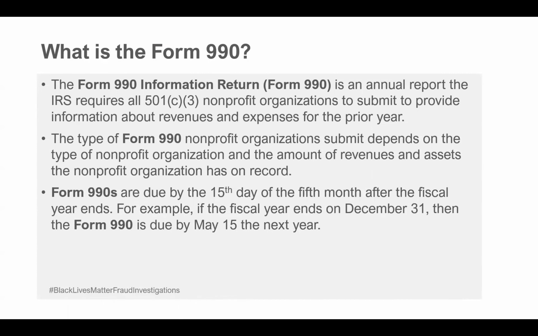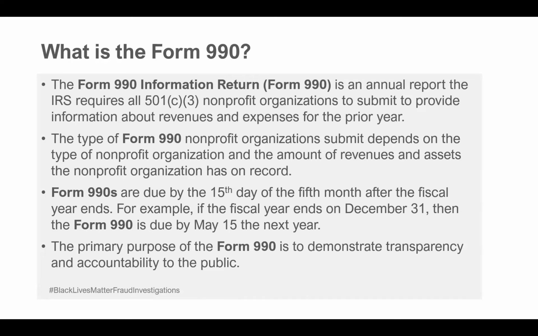Form 990s are due by the 15th day of the 5th month after the fiscal year ends, like I explained. For example, if the fiscal year ends on December the 31st, as the Black Lives Matter Global Network Foundation indicates on the determination letter, then the Form 990 is due by May 15th the next year. And finally, the primary purpose of the Form 990 is to demonstrate transparency and accountability to the public. So in addition to keeping the IRS updated on what you're doing, we need to know too, as the public, what you're doing. And if a nonprofit organization fails to file the required Form 990 for 3 consecutive years, then the IRS will automatically revoke the 501c3 nonprofit status. So it's very important to submit the Form 990 each year, even if your organization does not provide any services, is not receiving any revenues, you still want to submit a Form 990 information return. That's important.